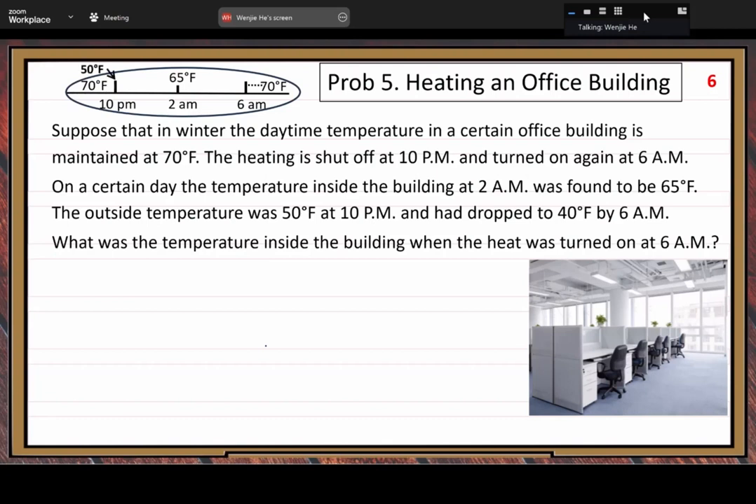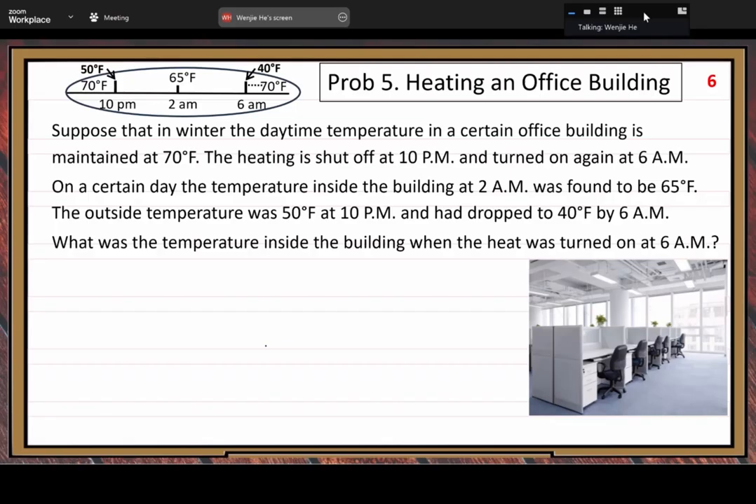50 degrees at 10 p.m. outside the circle, outside the room. 40 degrees outside the room at 6 a.m. So that's the visual representation of the data, so we can see the question better.